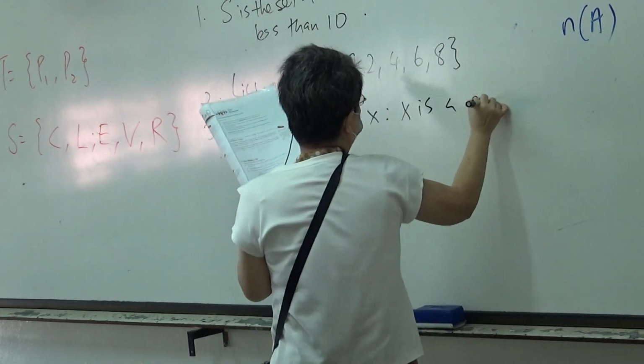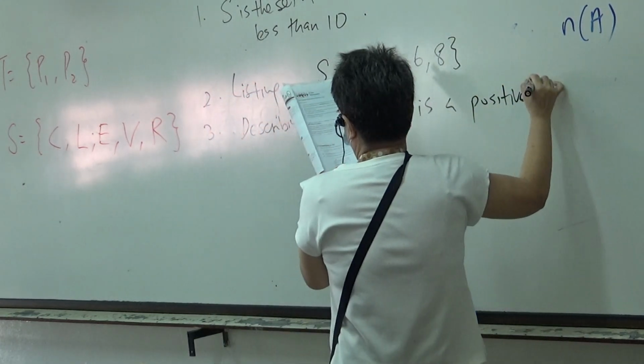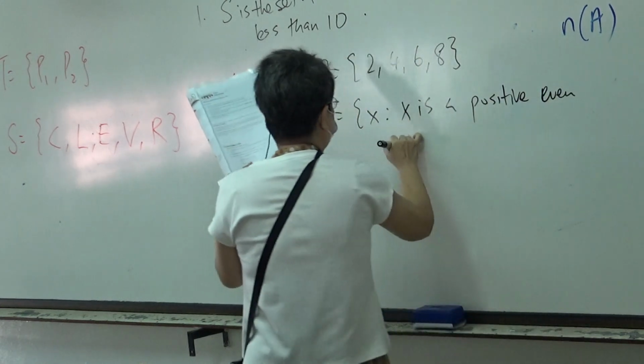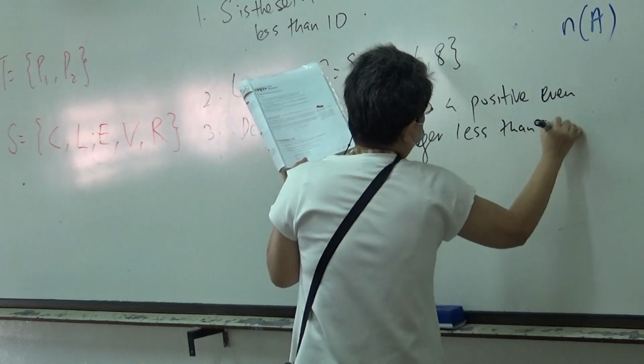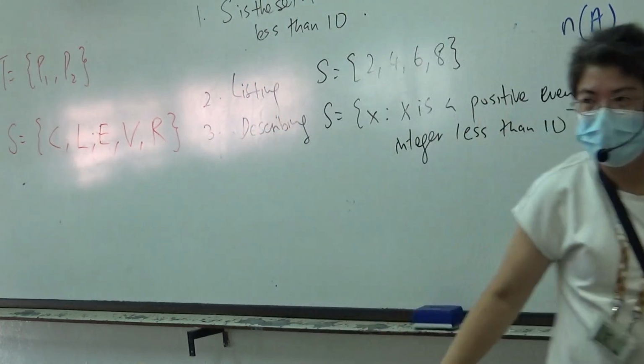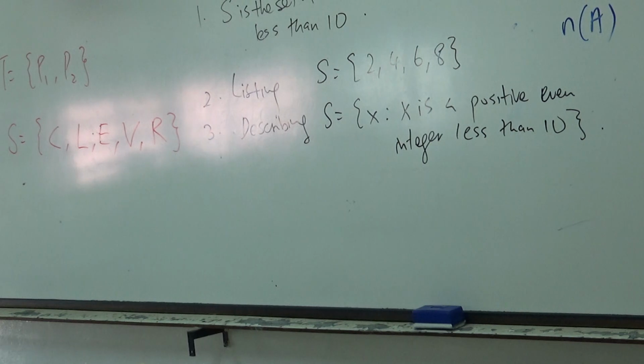X is a positive even integer less than 10. Now these three things are the same thing. It's just that there are different ways to describe the set. You understand what I'm talking about here?